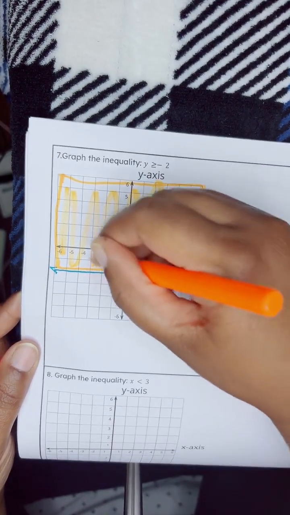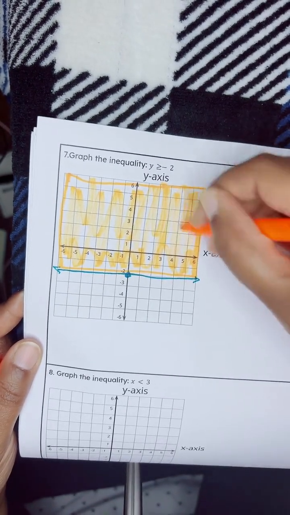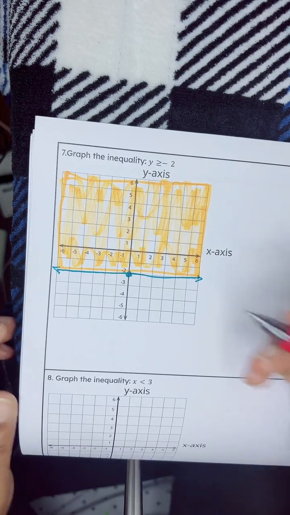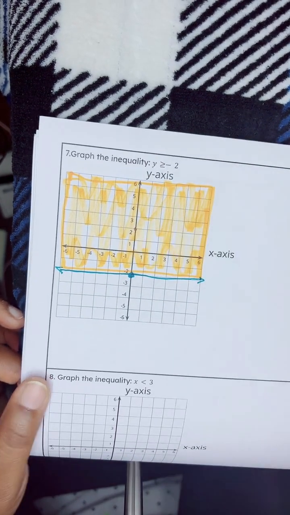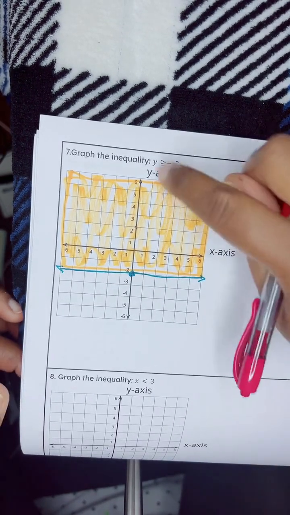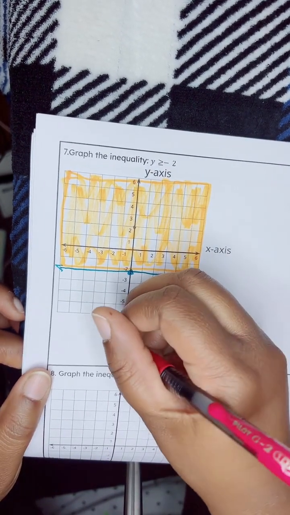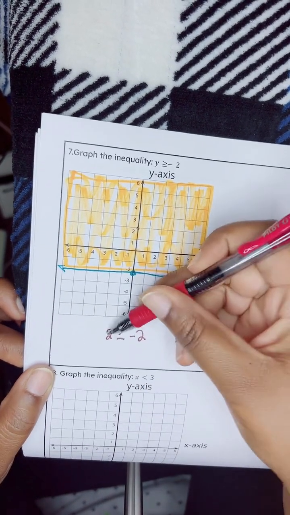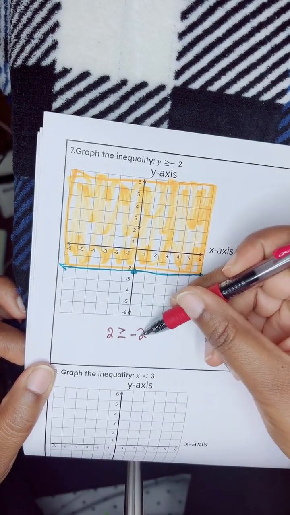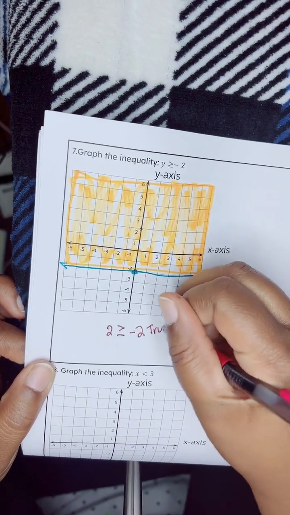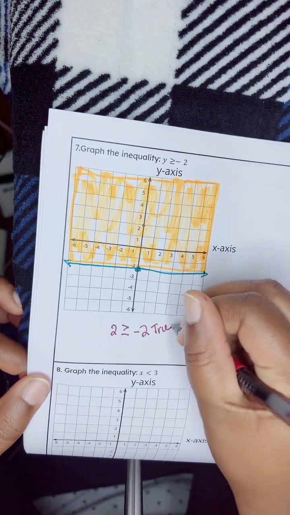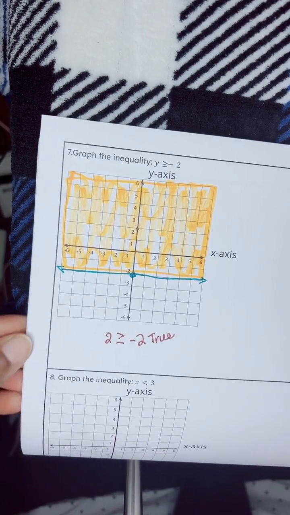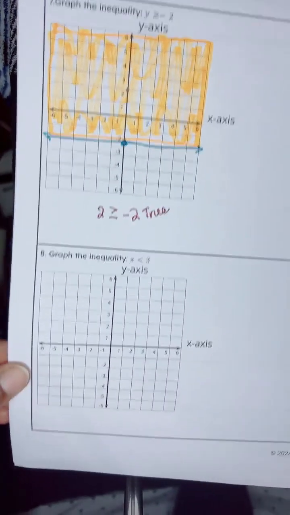But again, we're not going to just take my word for it. We're going to always test a point, right? So let's say I choose a point right here. Let's say I choose 2, and this is on the y-axis. So I'm going to say y is 2. Is 2 greater than or equal to -2? So is 2 greater than -2? True. So we shaded correctly. Yes, good. Beautiful.